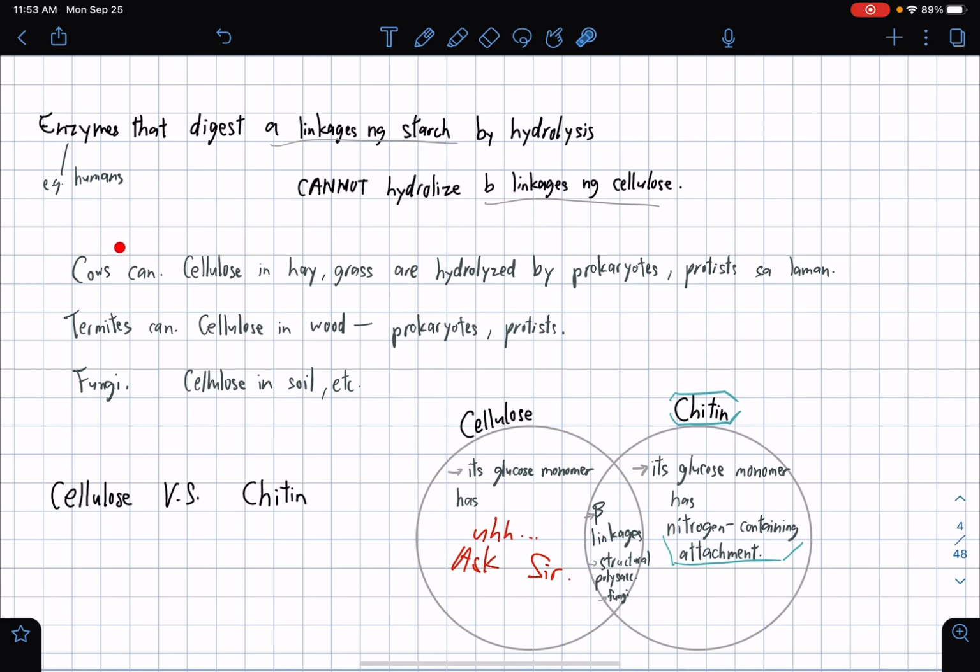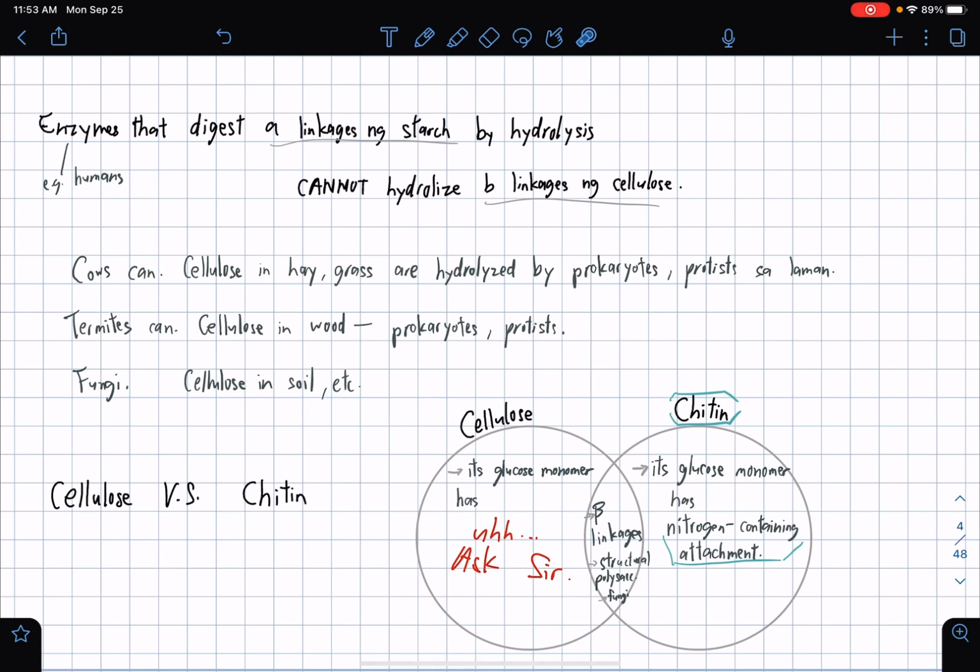So examples include cows, which are able to digest cellulose in hay or grass since they have enzymes inside them that are able to digest cellulose. Basically, those enzymes are called cellulase. They can be prokaryotes, protists, etc. And termites can also digest the same thing in wood. You know, humans cannot eat wood. That's common sense. But termites are able to digest wood. The cellulose content in wood is digested by its prokaryotes and protists.